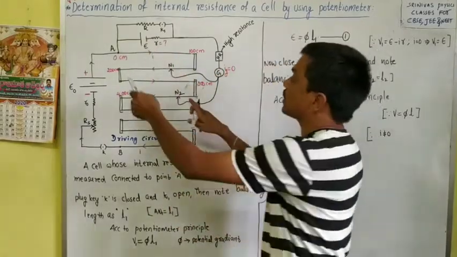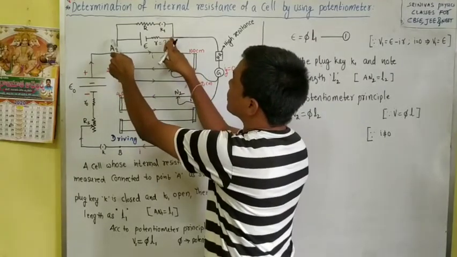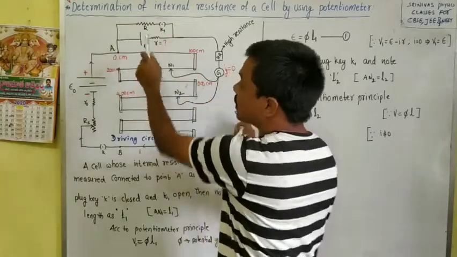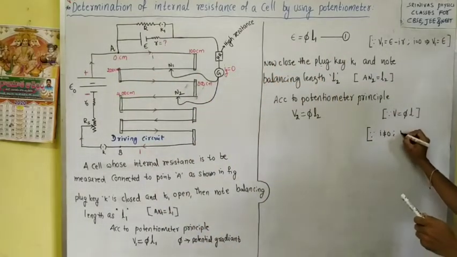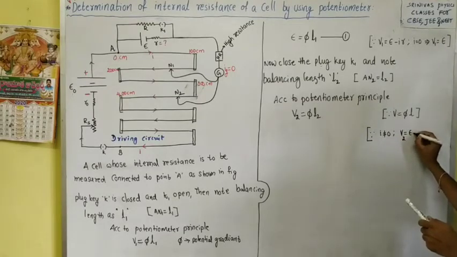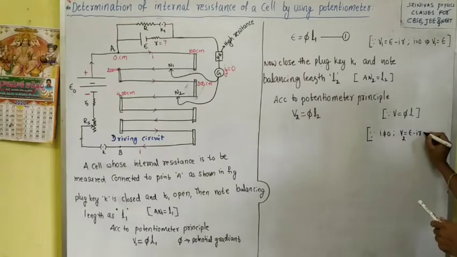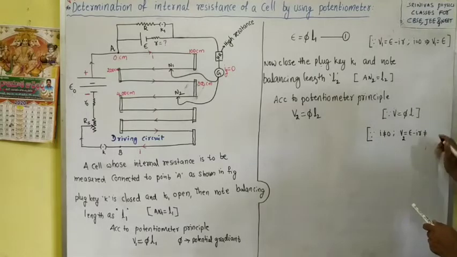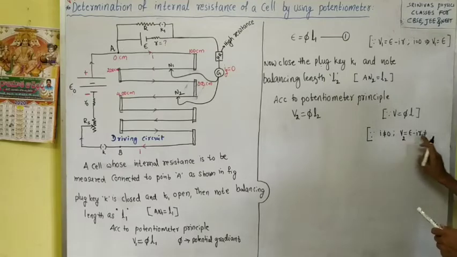At that moment the potential difference across the potentiometer wire is equal to the potential difference across the cell, but that is not equal to the EMF, because the current is not equal to 0. The potential difference across the cell is V2 equals E minus IR. When I is not equal to 0, then V is not equal to E. Since the current will not become 0, V2 is not equal to E.